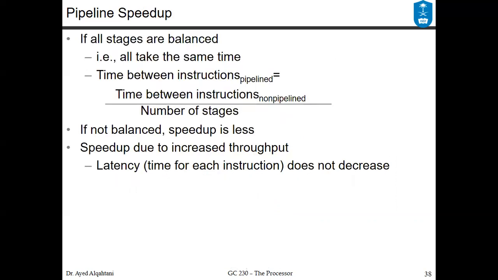And if all the stages are balanced, in the example that we just mentioned, they are not balanced because some stages have 100 picoseconds, while other stages have 200 picoseconds. So if all the stages are balanced, which means that they take the same time, then the time between the instructions in the pipeline, or basically the cycle time of the pipeline, is equal to the cycle time of the non-pipeline divided by the number of stages.